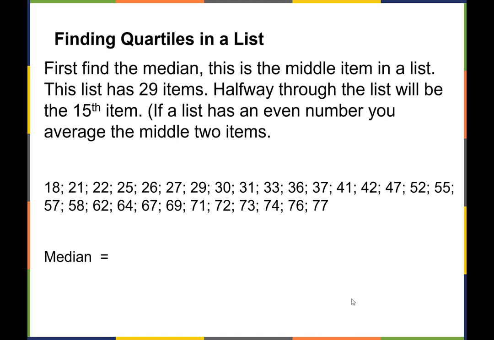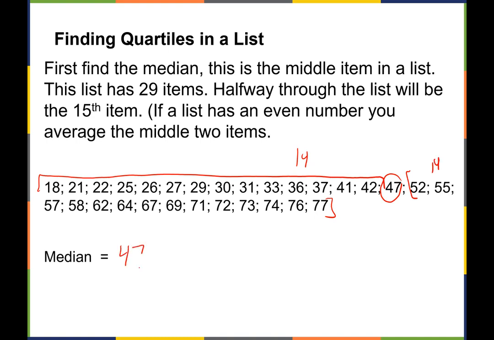So here's my ordered list. It goes from 18 to 77, and this list has 29 items. So halfway through this list will be the 15th item. We'll have 14 items, so here's the first 14, you can count. And then we have the number 47, and then we have the last 14 items. So there's 14 ahead of this one and 14 after, which makes the median 47, or the middle item on the list. If your list has an even number of items, you will just pick the middle two items because there won't be a specific middle one, and then average that value.